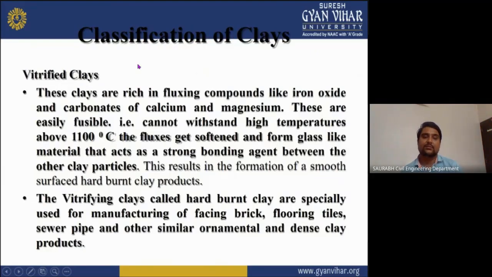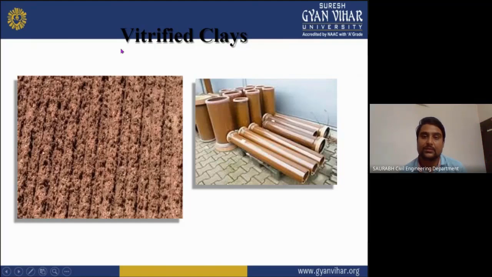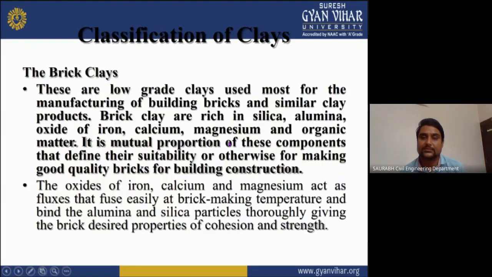And next one is vitrified clay. These clays are rich in fluxing compounds like iron oxide, and carbonates of calcium and magnesium. This clay is also called hardened burnt clay and is especially used for the manufacturing of facing brick, flooring tiles, sewer pipes, and other similar ornamental and dense clay products. This is the use of vitrified clay, as you can see here. Many of these types of pipe are made from this clay.